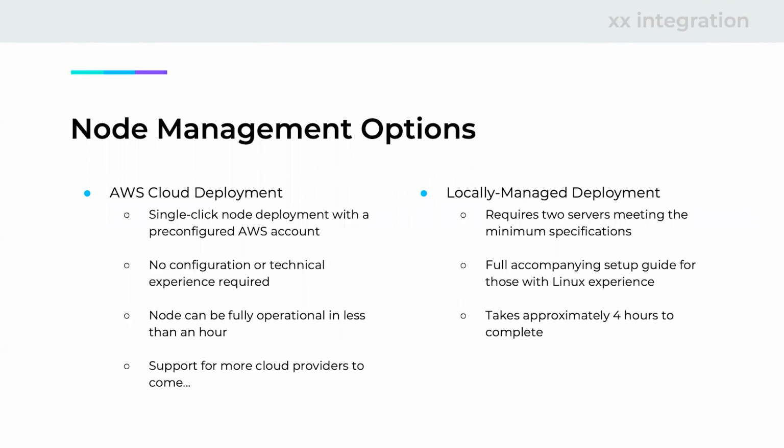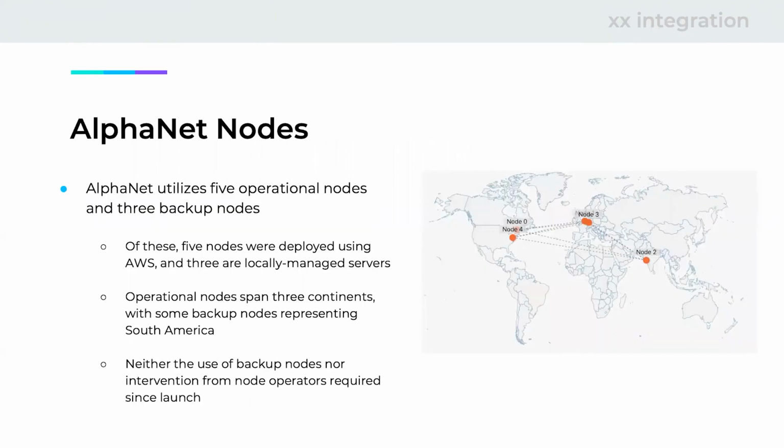So in the AlphaNet itself, as we can see on the next slide, there are 8 currently deployed nodes with only 5 at a time being used. They're primarily currently operating Elixxir's mixing technology with some node identity currently built in. Of these, 5 are deployed currently using AWS and 3 are locally managed servers. I think in the long term, we like locally managed servers more than AWS, but it's really important that options are provided across the board.